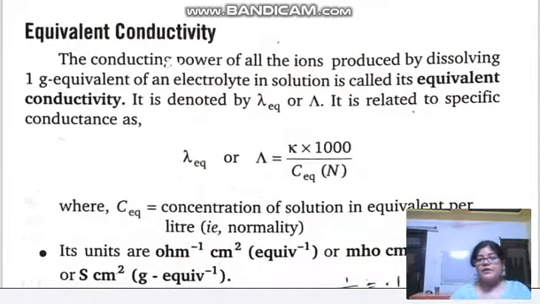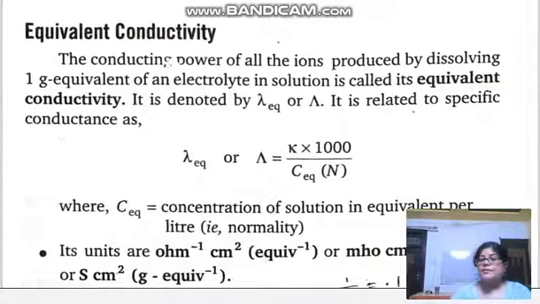Now in equivalent conductivity, you can see over here the conducting power of all the ions produced by dissolving 1 gram equivalent of the electrolyte in the solution. That means in molar conductivity, we dissolve 1 gram mole of electrolyte. In equivalent conductivity, we dissolve 1 gram equivalent of electrolyte in the solution. This is known as equivalent conductivity.